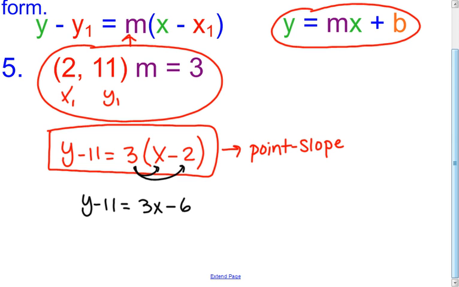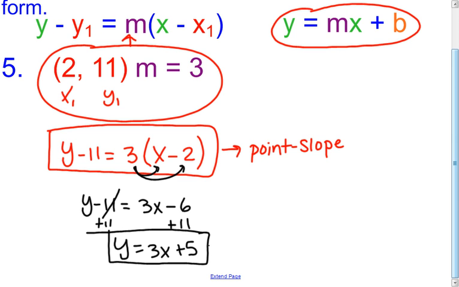Okay, it is not solved for y yet, so I would want to add 11 to both sides so that I get y equals 3x, and then negative 6 plus 11 is 5. And this is what it would look like in slope-intercept form.